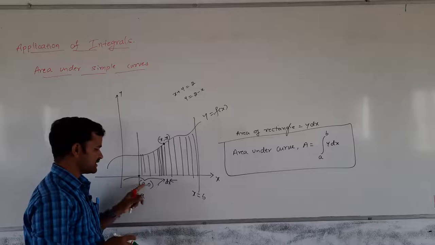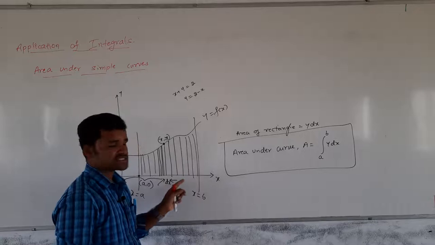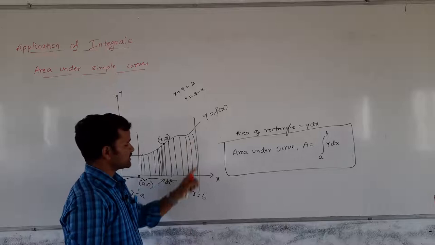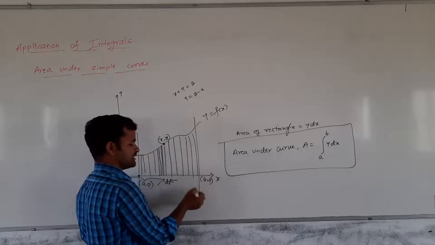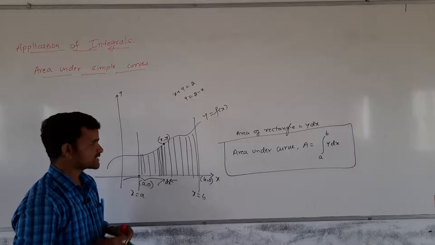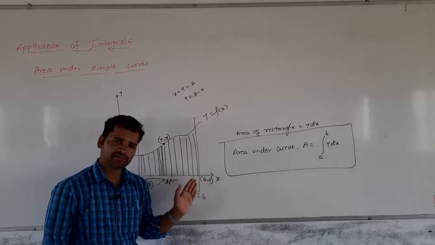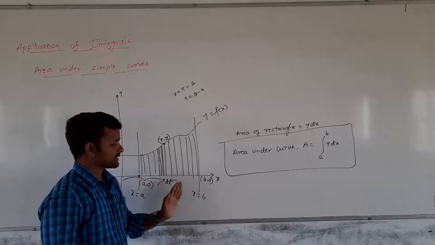And x is equal to b means this line is parallel to the y axis, or perpendicular to the x axis, both we can say. Parallel to the y axis and passing through the point b, 0, its line equation will be written as x is equal to b here. If you integrate like this, this gives us the area below the curve y is equal to f of x, above the x axis and in between the lines x is equal to a and x is equal to b, where a is taken as the lower limit of the integral and b as the upper limit of the integral.